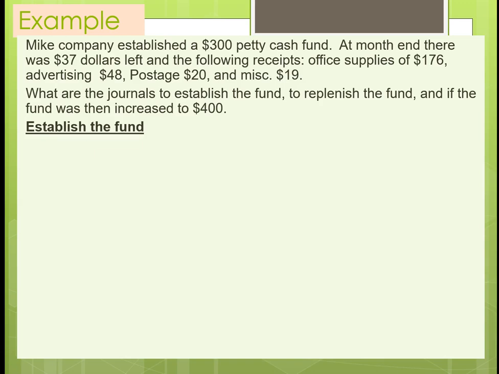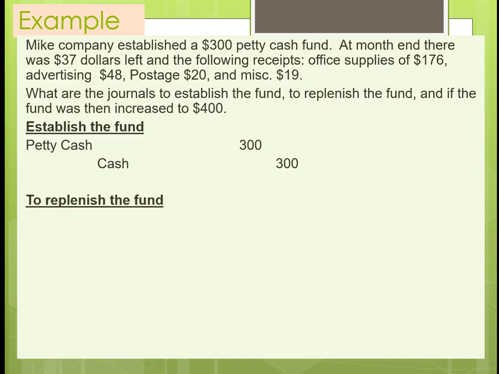So let's take a look at an example. My company establishes a $300 petty cash fund. At month end, there was $37 left and the following receipts for office supplies, advertising, postage, and miscellaneous expense. What are the journal entries to establish the fund, replenish the fund, and if the fund was then increased to $400? So, to establish the fund, we're going to debit petty cash and take it out of the cash account.